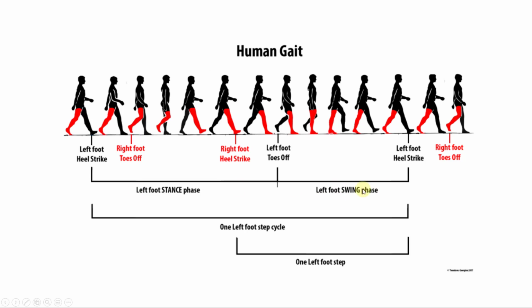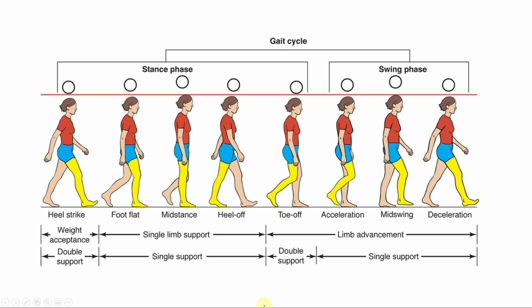So you have your stance phase and swing phase, and you can use these different phases to categorize. This is the image from your book, and it talks about the gait cycle, which is composed of two phases: your stance phase and your swing phase. Your stance phase is when you're making contact with the ground, and there are only two points where you actually have two feet on the ground.